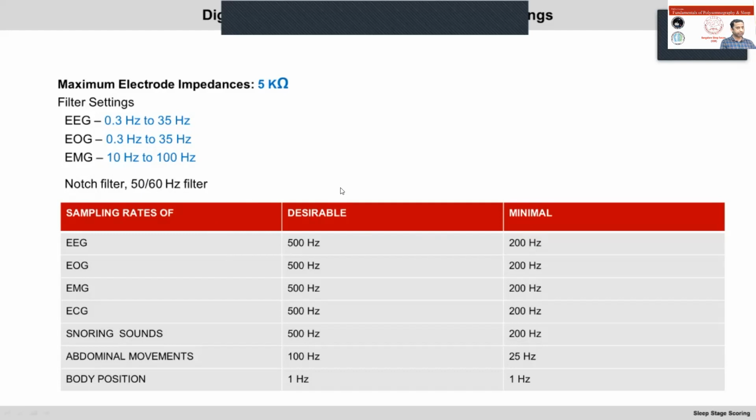The sampling rate, Dr. Arun has already explained. The minimal sampling rate for EEG is 200 hertz, EOG the same, EMG the same, ECG and snoring 200. Since abdominal movements are slower, their sampling rate is also lower, and body position is even slower, so a 1 hertz sampling rate is sufficient to record body position.